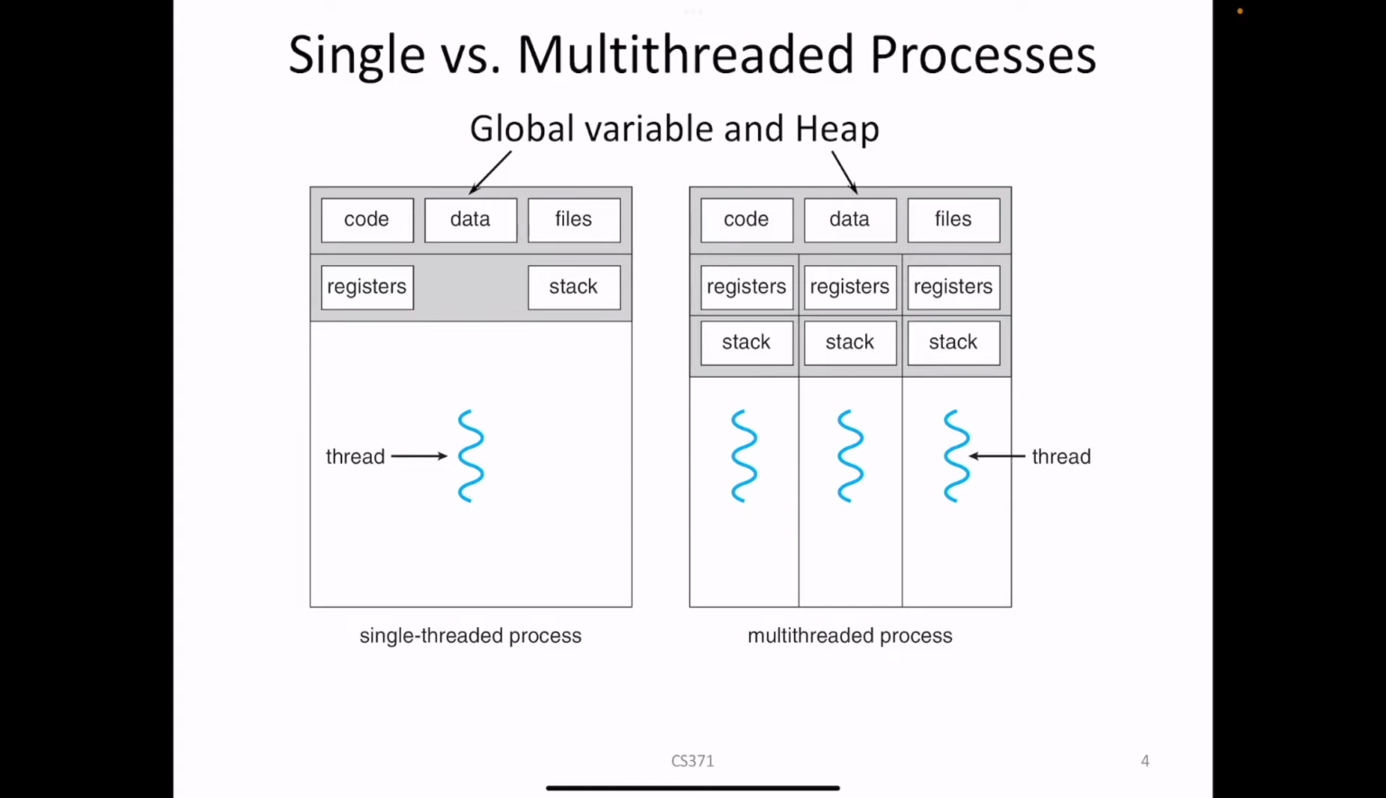And also, since multiple threads share the same data structure within the process, the communication among threads is much simpler compared to multi-processes. It is not like multi-processing communication, which relies on shared memory or message passing to achieve the communication.